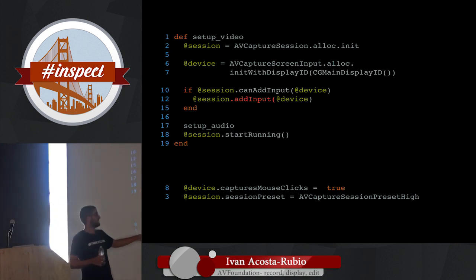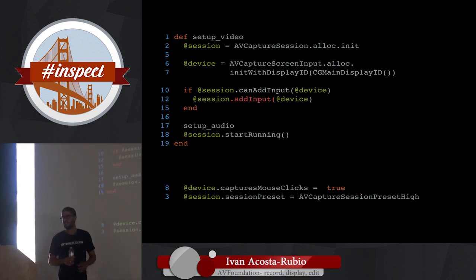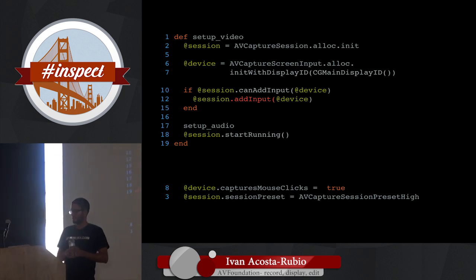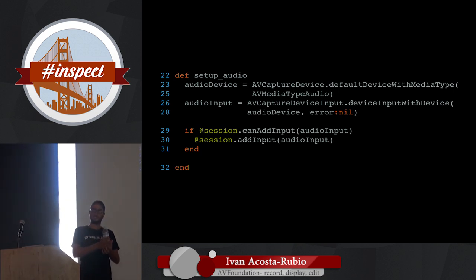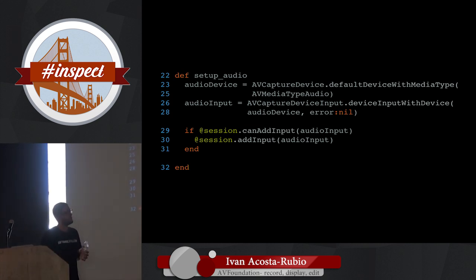We can also customize these two things, which are kind of nice. We can say if we want to capture the clicks, so it highlights where you're clicking. And the preset is all about the quality and the size of the file you're going to get. This is how we set up the audio. It's basically the same paradigm: we get our device and we add that device to the session. So this session object is holding all the state, and we add inputs to that session object.